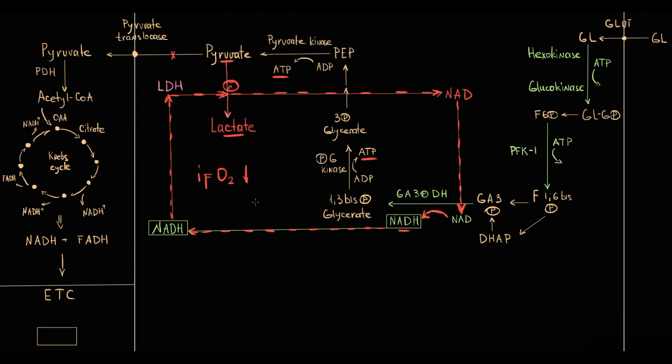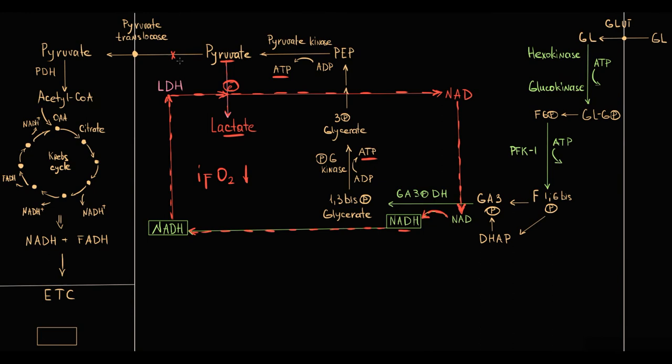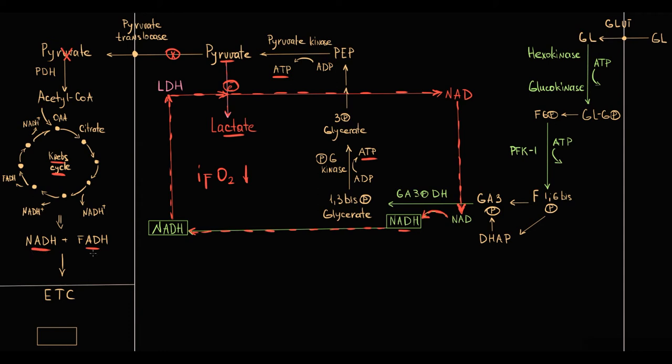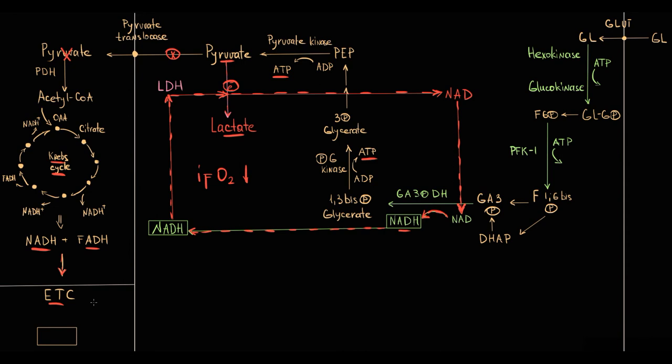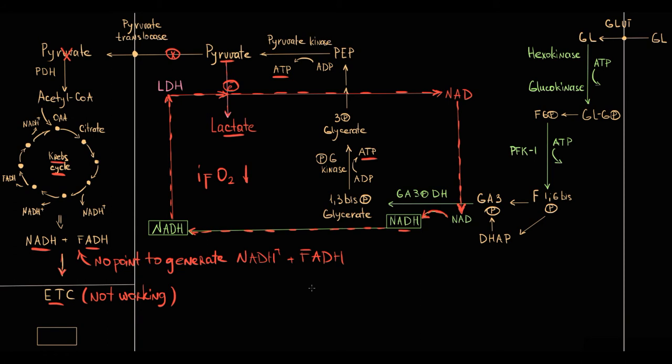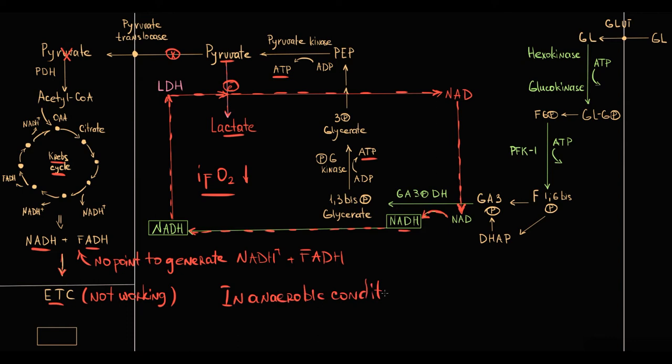Also important that because mitochondria without oxygen cannot work, pyruvate stays in the cytosol. The reason why mitochondria is totally dysfunctional is that as we look at the Krebs cycle, the function of the Krebs cycle is to produce NADH and FADH2 molecules that have to deliver electrons to the electron transfer chain. But in anaerobic conditions, the electron transfer chain is not working. So there is no point to generate NADH and FADH2. That's why the Krebs cycle also becomes dysfunctional. So in anaerobic conditions, the entire energy generation process occurs strictly in the cytosol.